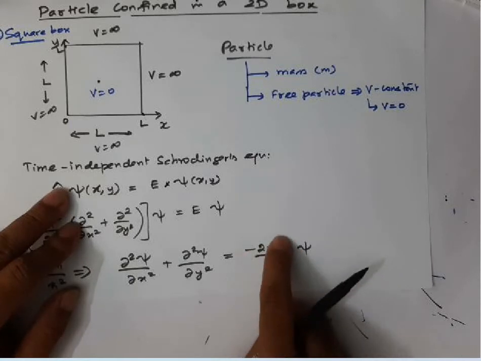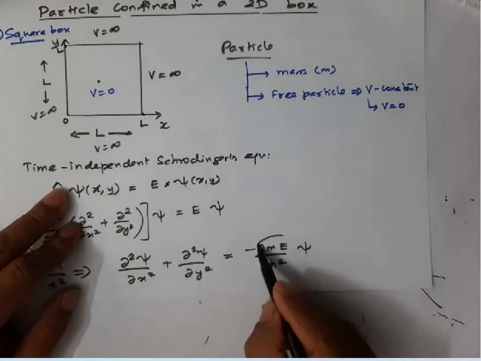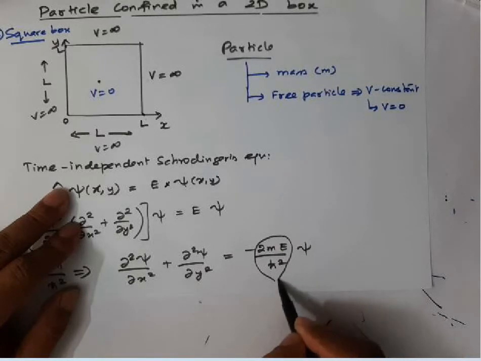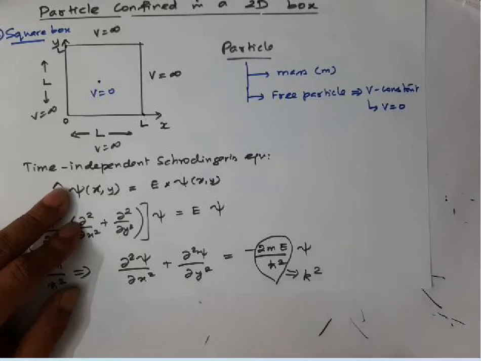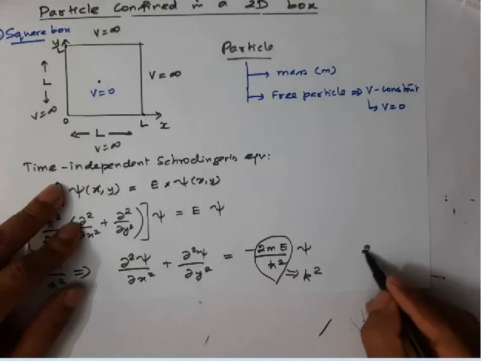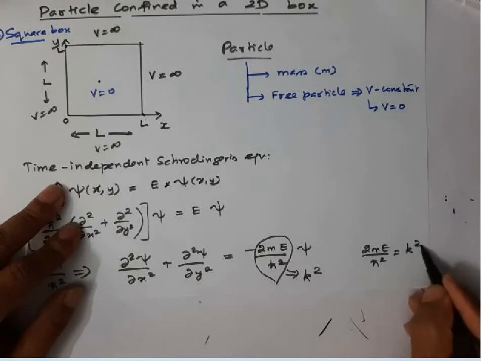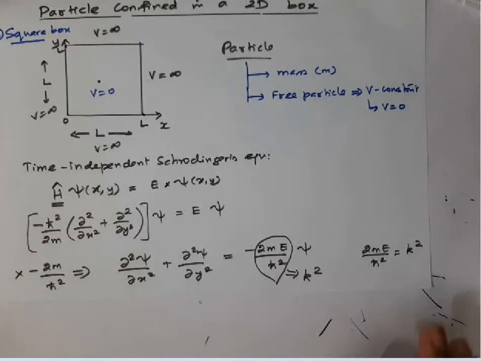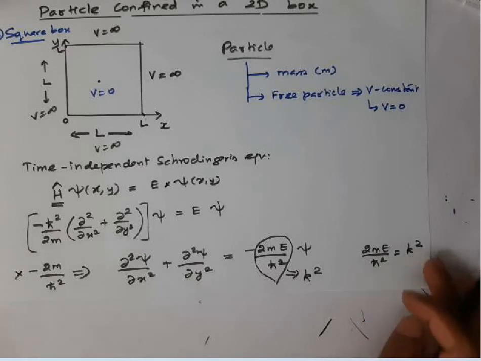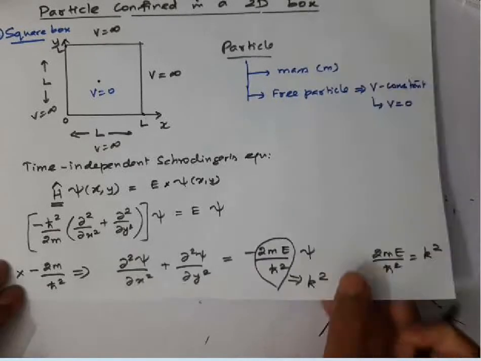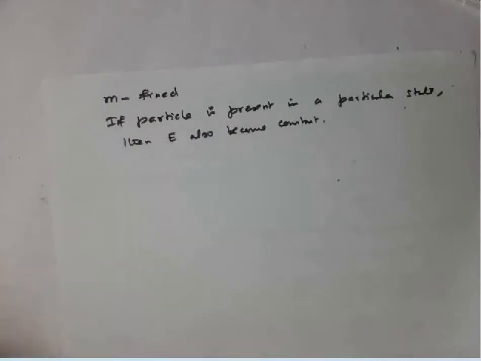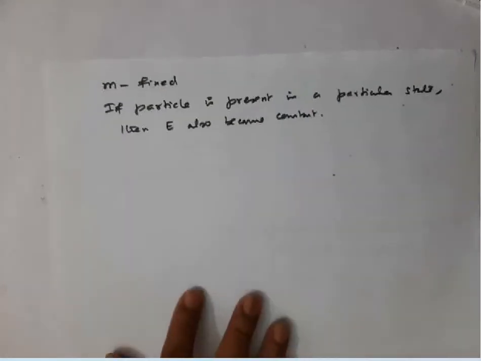So everything is constant. So I'm going to replace these constants by another constant, say k square. 2mE by h bar square is taken as k square, where k square is a constant. Right now we don't know the values of k square, whether it is a quantized value or it can take any possible value. I'll take k square as some constant.